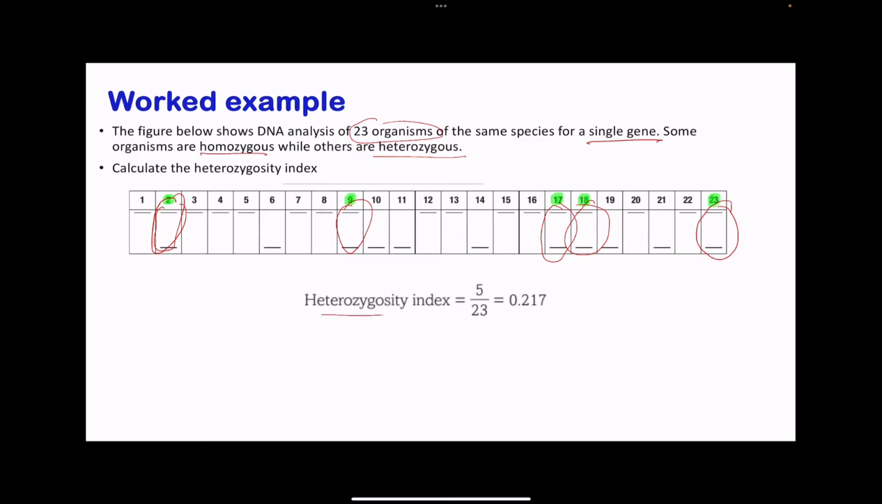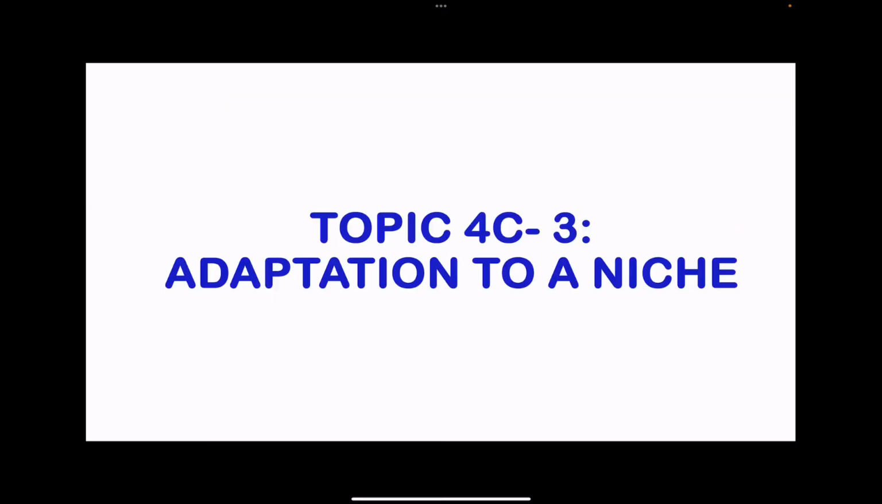So the heterozygosity index is going to be the number of heterozygotes, which is 5, divided by the total number, which is 23, which gives us 0.217. And again, remember this formula in the exam. They can ask you to calculate a heterozygosity index like we saw with the diversity index.